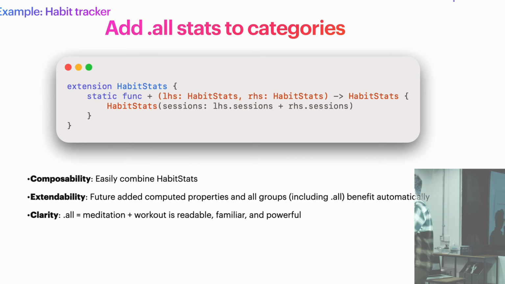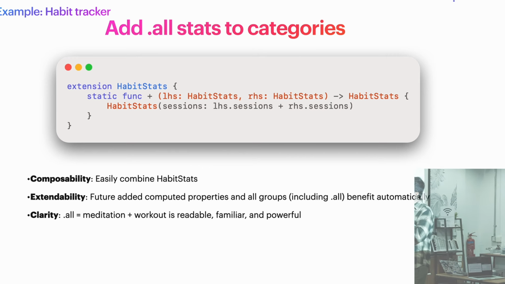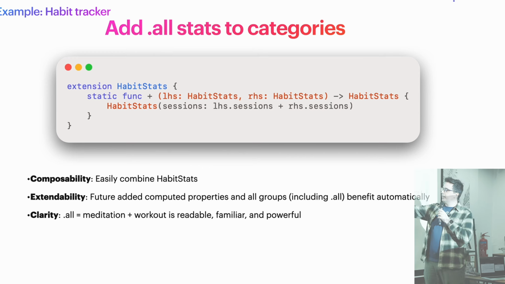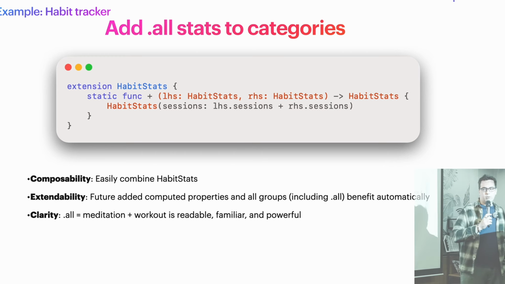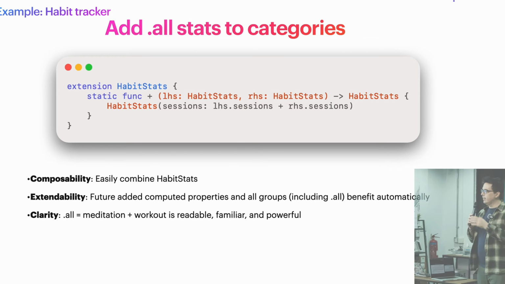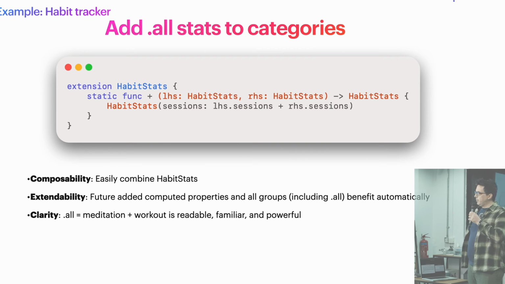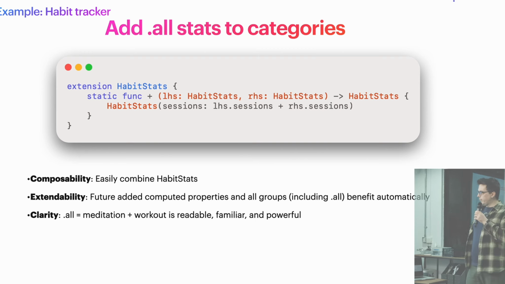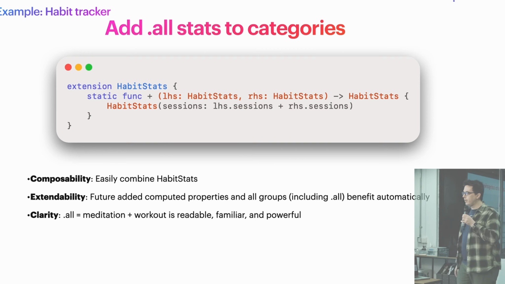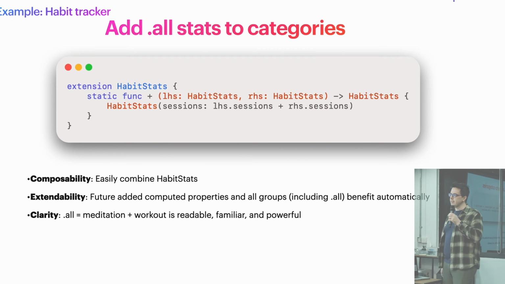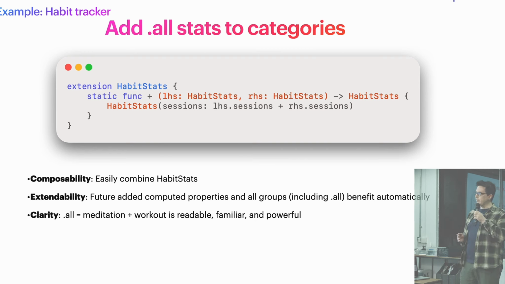You probably know that. We extend habit stats to define the plus function. So when we take two habit stats, we return a new one that takes the two arrays of sessions and combines them together. Note that in the real world, you probably want to avoid duplicates in case you, for example, add the same habit stats by mistake, but let's keep it simple for now. So as you can see, it's composable. You can easily combine habit stats. And in the future, any time you add a computed property, it's going to benefit from this automatically.